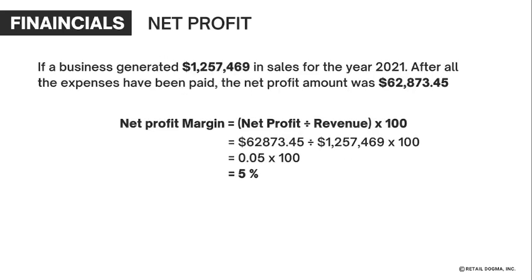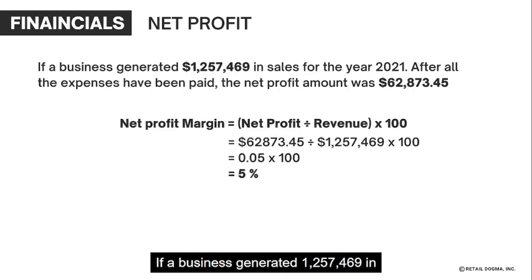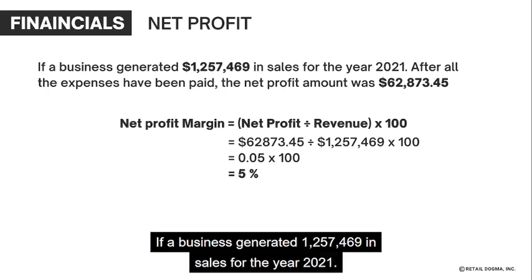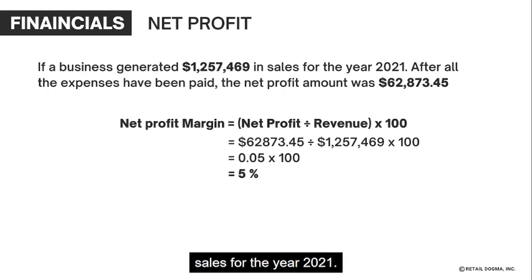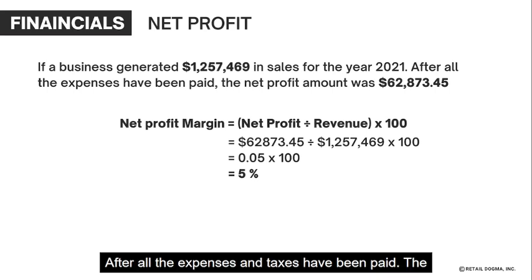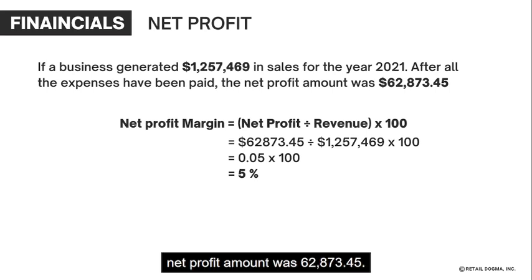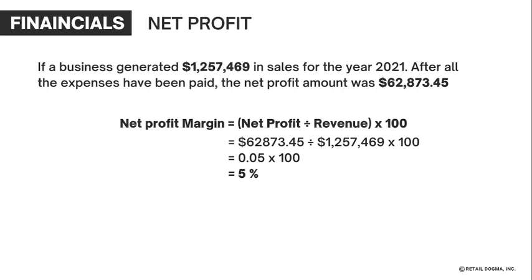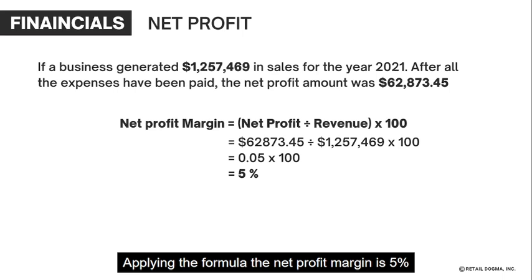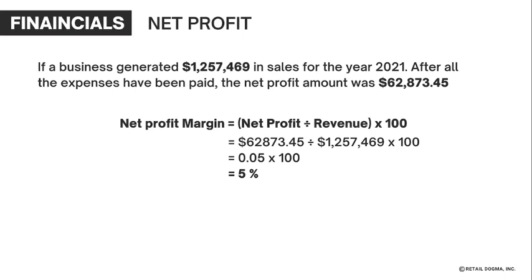For example, if a business generated $1,257,469 in sales for the year 2021, after all the expenses and taxes have been paid, the net profit amount was $62,873.45. Applying the formula, the net profit margin is 5%.